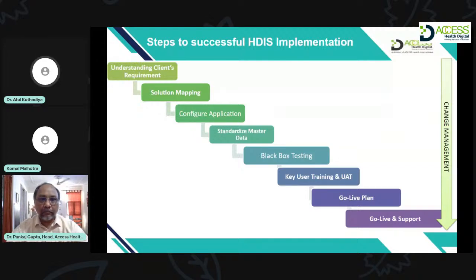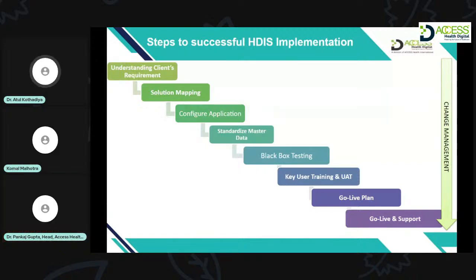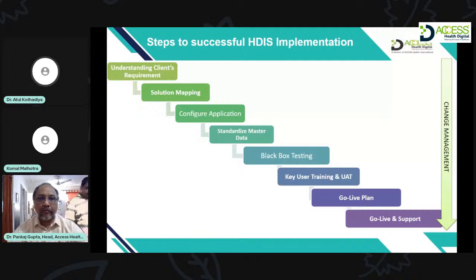Now, the third stage of the implementation is configuration. I'll give an example of the difference between configuration and customization. Customization is where the requirements are met with a change in the code or the software program, and configuration is where, without changing the program or making any changes in the code base, the feature is made available for the client. That is called configuration.